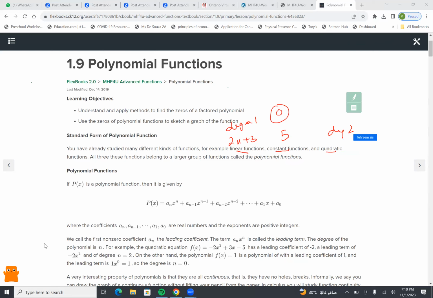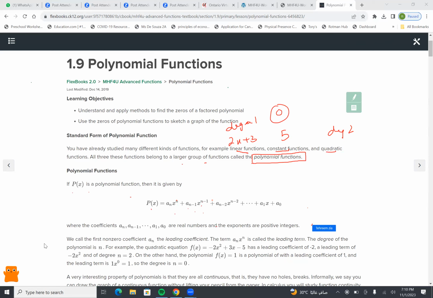All these functions belong to a larger group of functions, and that larger group is called polynomial functions. If p of x is a polynomial function, then it is given by p of x equal to a_n x^n plus a_(n-1) x^(n-1) and so on, where the coefficients are real numbers and the exponents are positive integers.